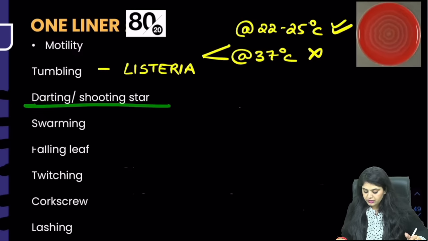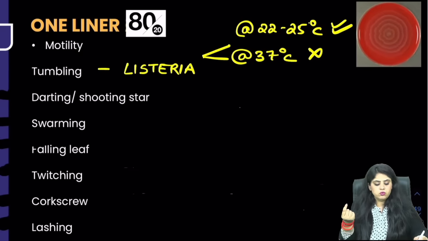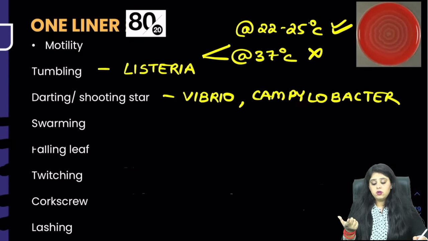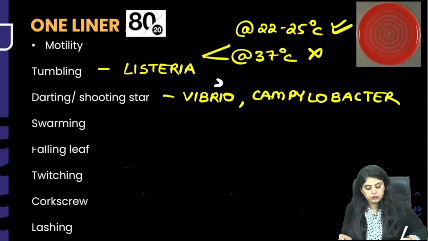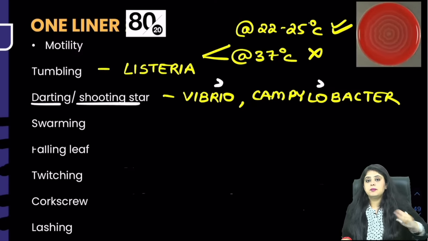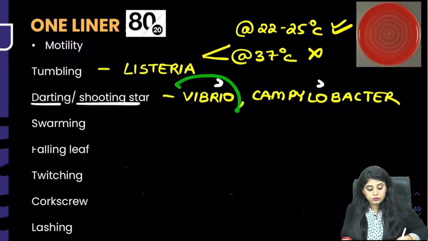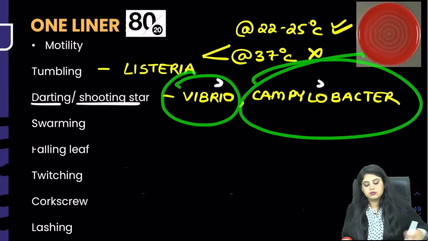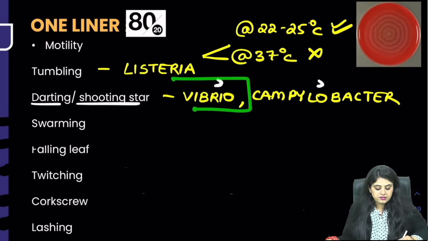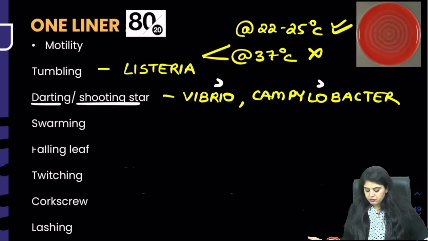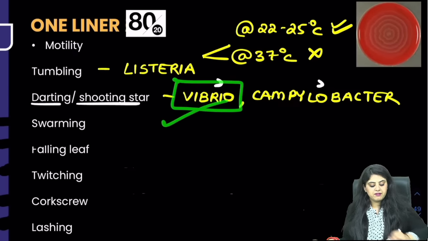Okay, darting or shooting star, everyone said Vibrio. Tell me one more other than Vibrio. Campylobacter. Campylobacter and Vibrio have a lot in common. Vibrio is comma shaped, Campylobacter is also comma shaped. Vibrio shows darting shooting star, Campylobacter also shows it. Vibrio shows diarrhea, Campylobacter also shows diarrhea. But of course the rice water stools diarrhea, as soon as I mention it, you know I'm talking about Vibrio cholerae, right? If I say rice water stools, you will select Vibrio.